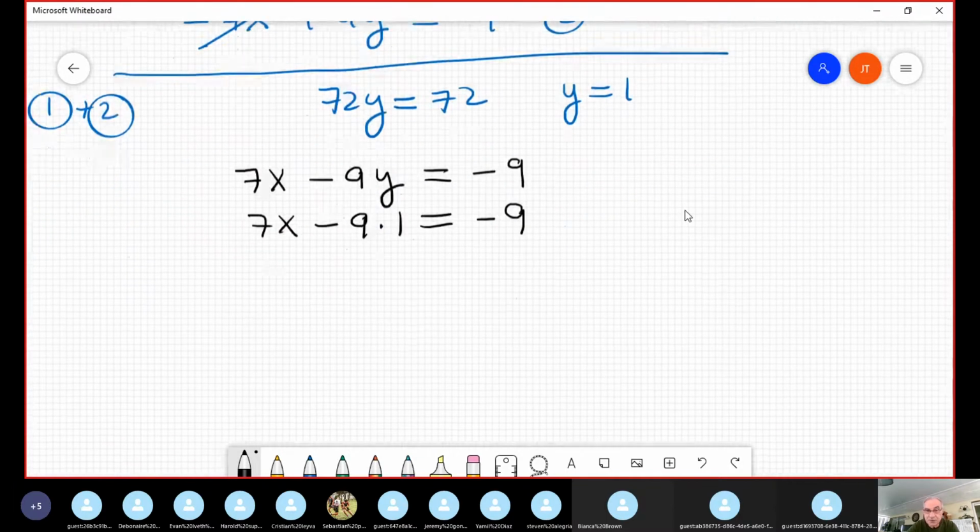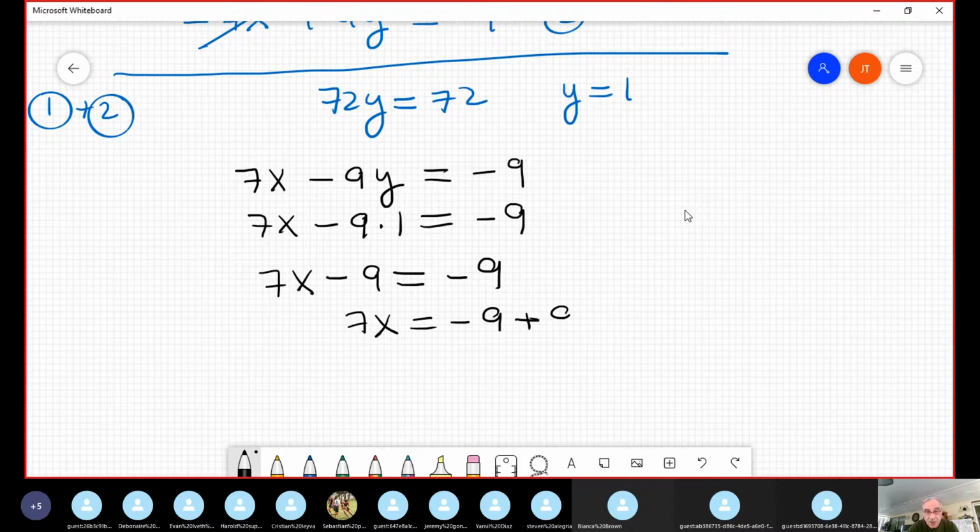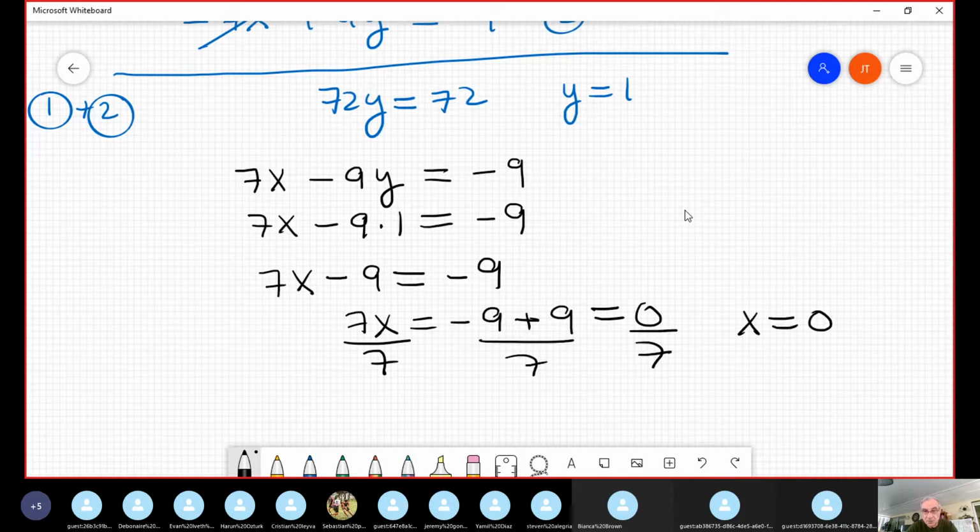7x minus 9 equals minus 9. 7x is equal to minus 9 plus 9. I bring this negative 9 to the right-hand side like a positive. This is 0. Divided by 7 both sides. x is 0, because 0 divided by 7 is obviously 0. And the solution expressed as an ordered pair is (0, 1), x, y.